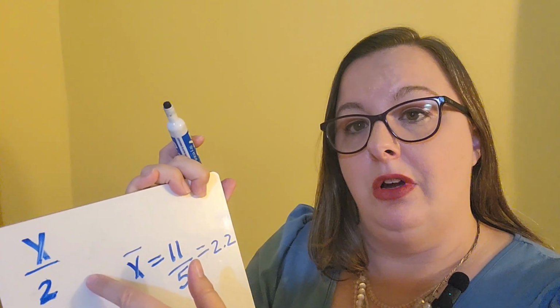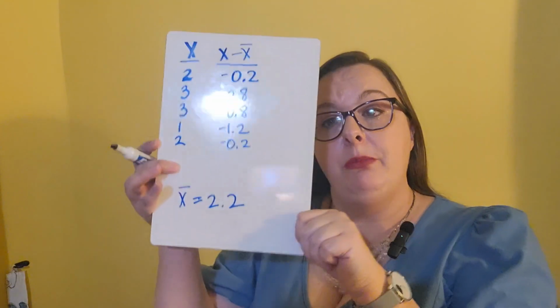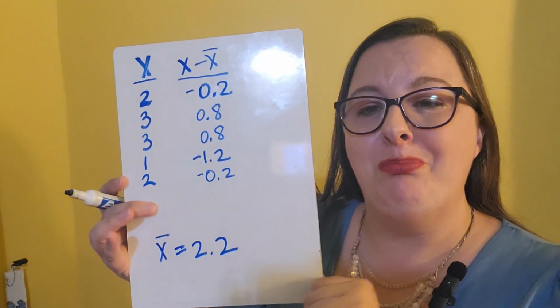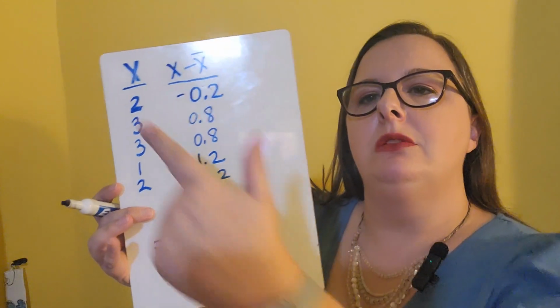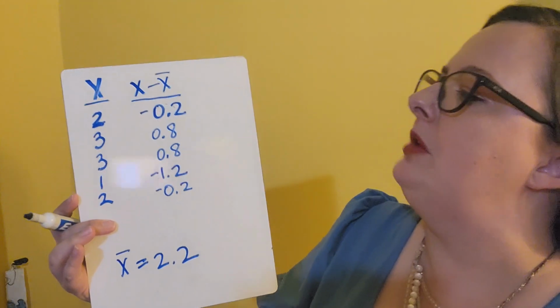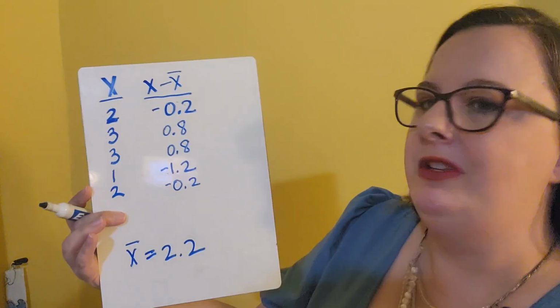So for our deviation scores, we take each score and we subtract the mean. So we've computed deviation scores. I moved the mean down here. Remember, the mean was 2.2. So 2 minus 2.2, you get negative 0.2. 3 minus 2.2, 0.8.